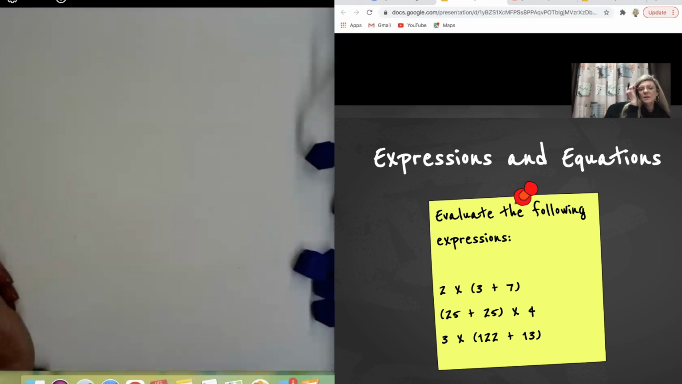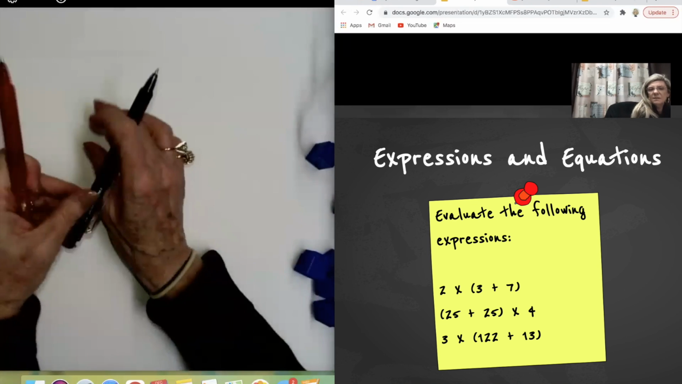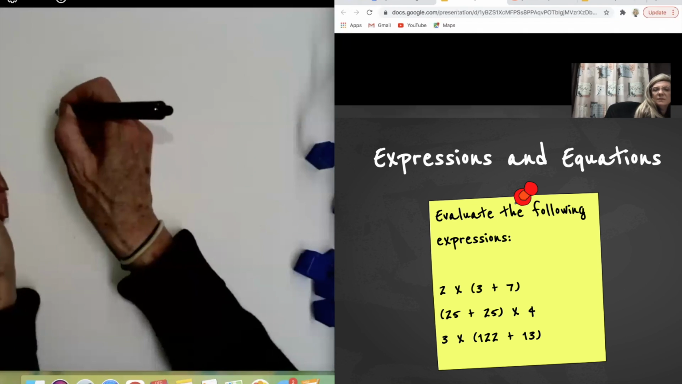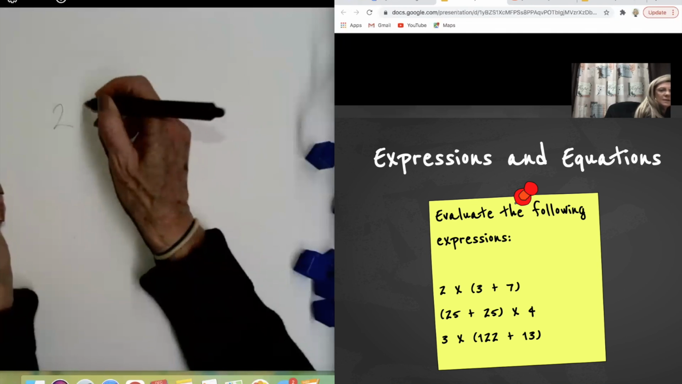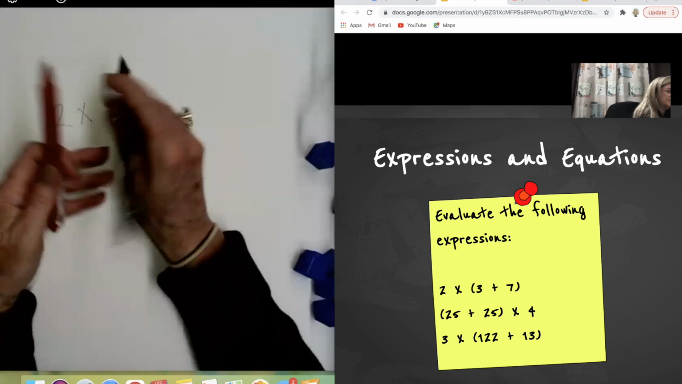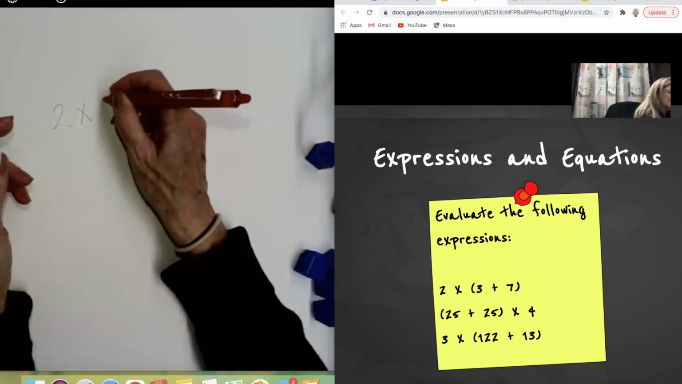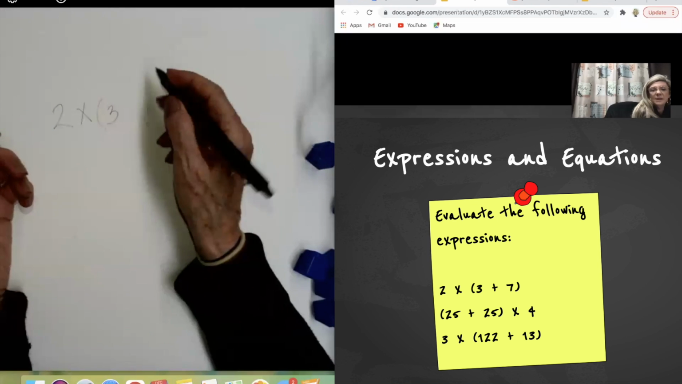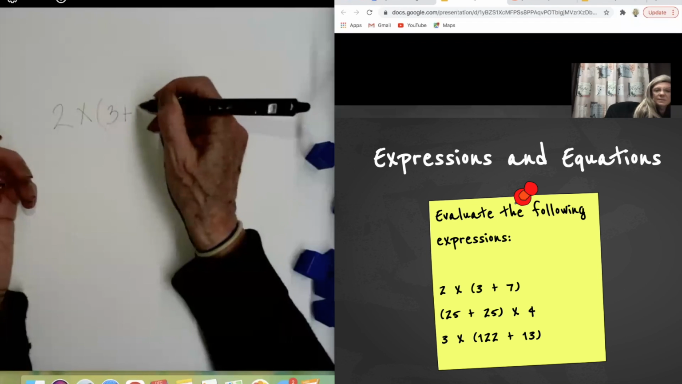All right, so let's look, and hopefully you'll be able to see this. All I have is these little pens that are in color. So we're doing 2 times. What I was saying about using a color is make those parentheses in a different color. I always like to use red because it catches my eye.